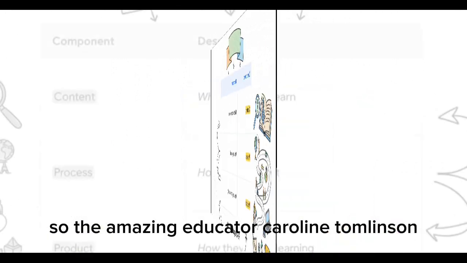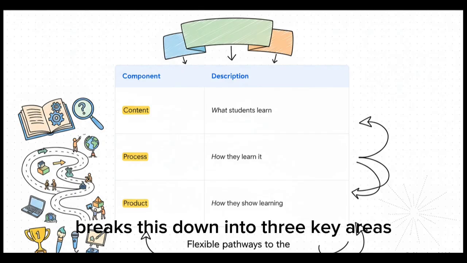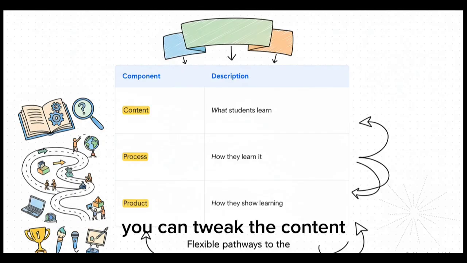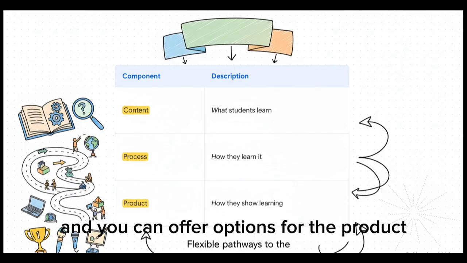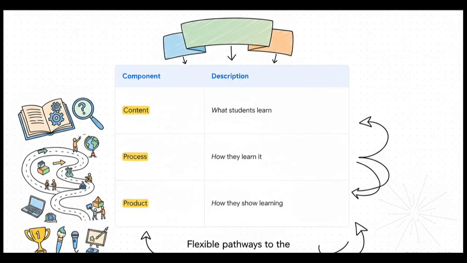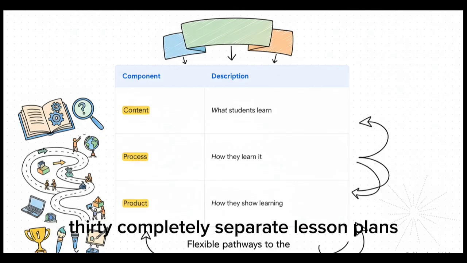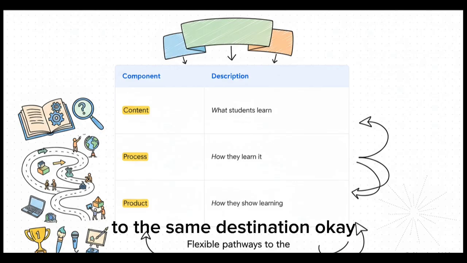So, the amazing educator Carol Ann Tomlinson, a real pioneer here, breaks this down into 3 key areas. You can tweak the content, so what kids learn, you can change the process, how they go about learning it, and you can offer options for the product, that's how they show you what they've learned. Now here's the most important part. This is not about creating 30 completely separate lesson plans. It's about building flexible pathways to the same destination.